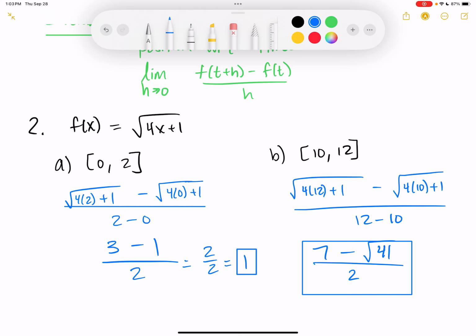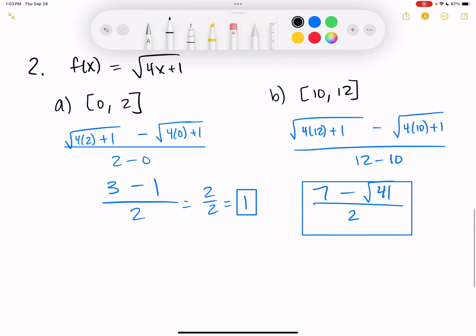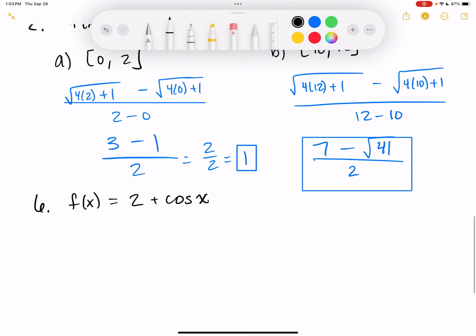So, let's do one where we have to remember our friend, the unit circle. Same instructions. We've got f of x is equal to 2 plus cosine of x. And the first interval is going to be 0 to pi. Second interval is going to be negative pi to pi.